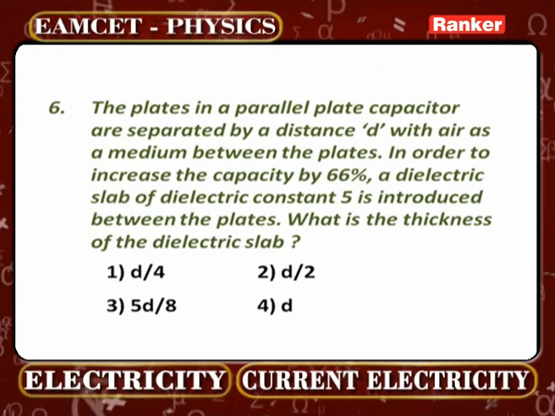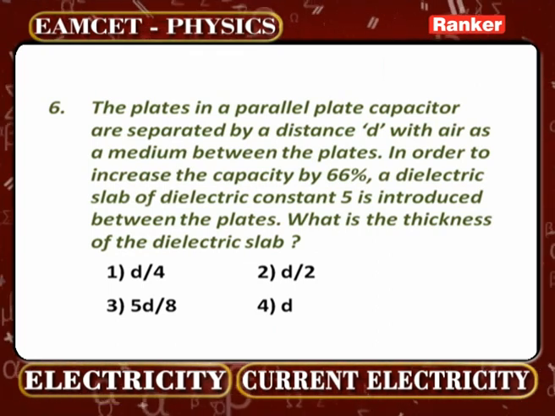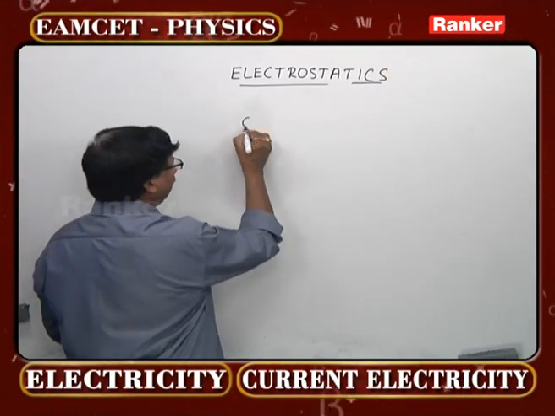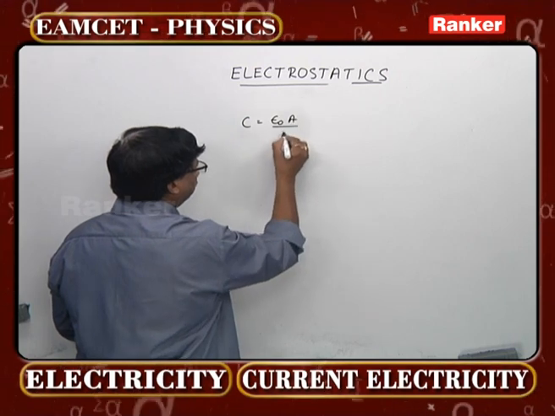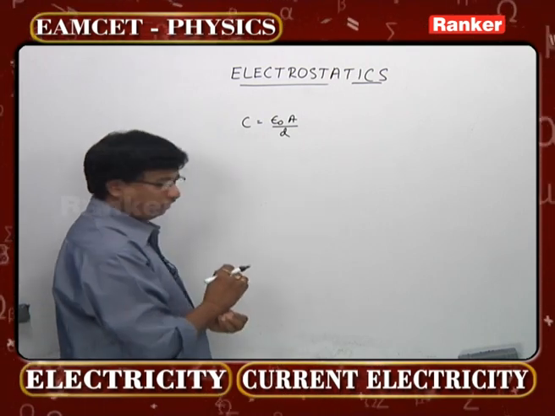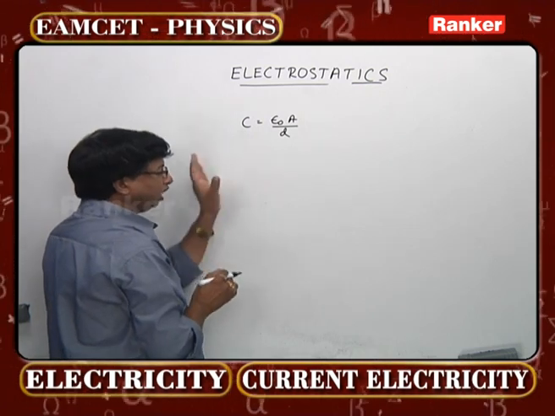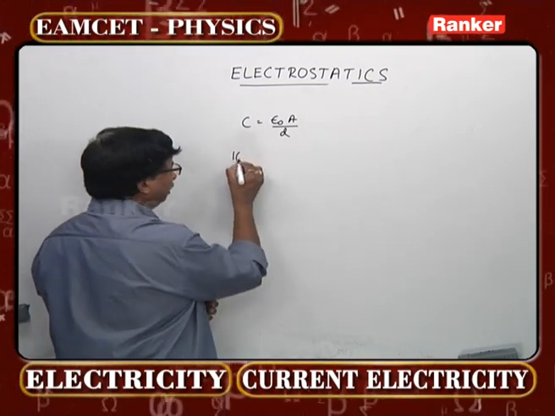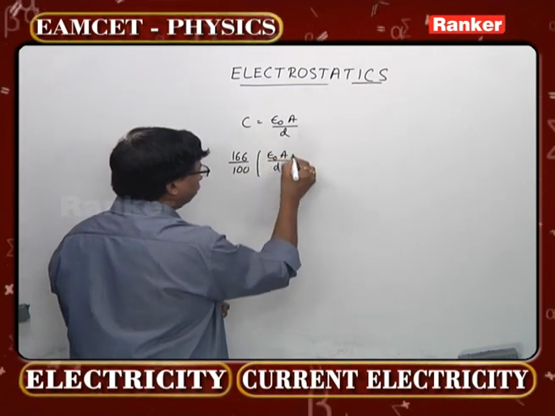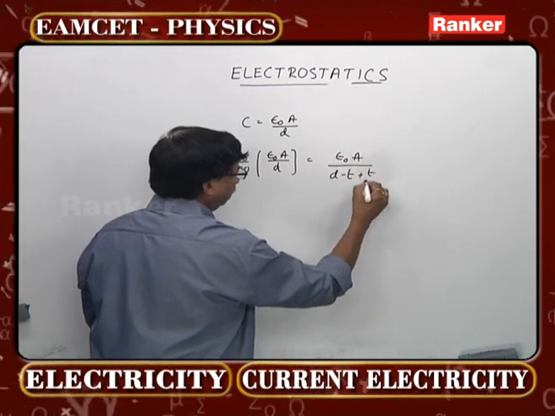That is the question. He is increasing or enhancing the capacity of the system by 66%. So you can certainly understand, before enhancing the system, capacity is going to be epsilon naught A by D. That is the concept. Now 66% it is increasing. That means what? 66% more means, won't it become 166% of the original? So we can write 166 by 100 of this C must be equal to epsilon naught A by D minus T plus T by K.